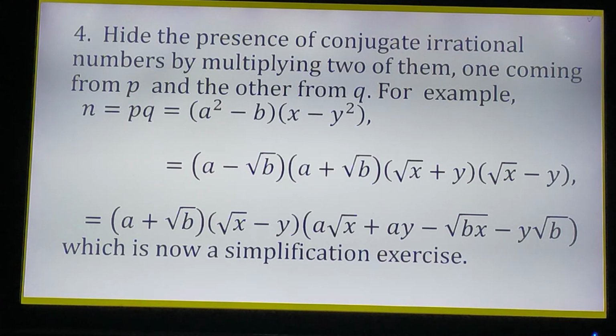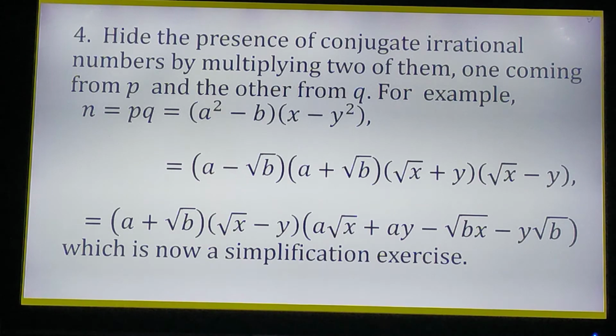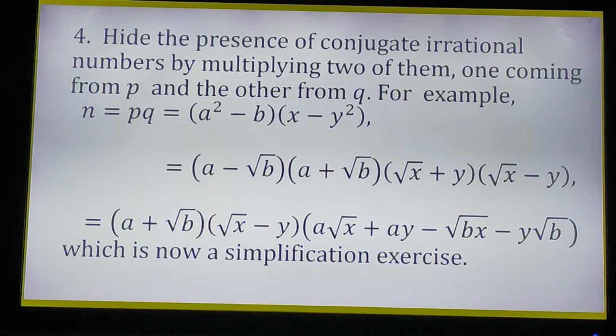Step number 4, hide the presence of conjugate irrational numbers by multiplying two of them, one coming from p and the other from q. For example, n equals a squared minus b times x minus y squared, which is now a simplification problem.